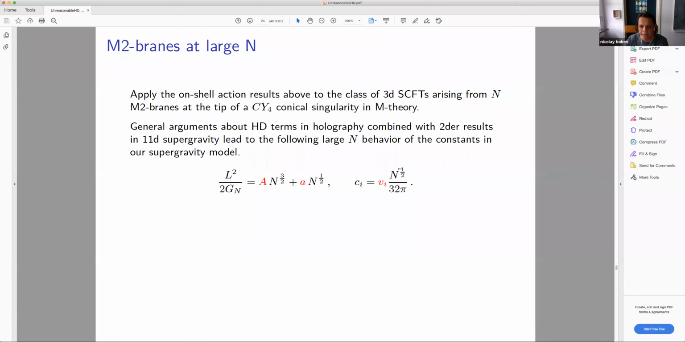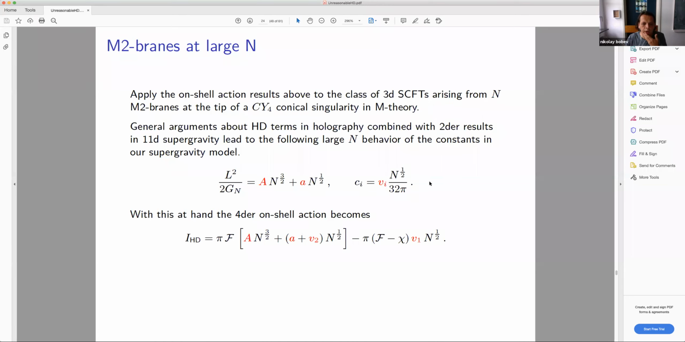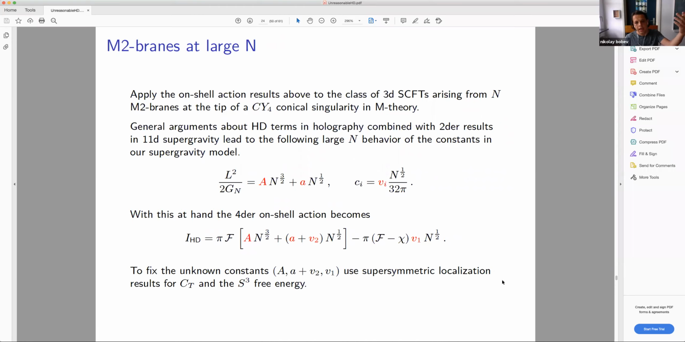The Ci are going to scale as N to the 1/2, as was already discussed, and then I normalize it in a certain way. So V1, V2, little a and big A are constants, which at the moment I don't know, but they're not going to scale with N. I just shove all of this into my on-shell action and I find this formula. With this on-shell action at hand, for a given choice of the boundary, whether it's a three-sphere, a squashed sphere, or S1 times a Riemann surface, I should be able to compare with the partition function of the dual CFT. This is what I'm going to use. I'm going to fix these constants, or at least these combinations of the constants which appear in the on-shell action, by using results from SUSY localization at large N for two specific examples of CFTs.